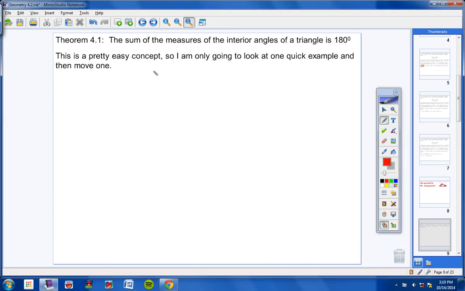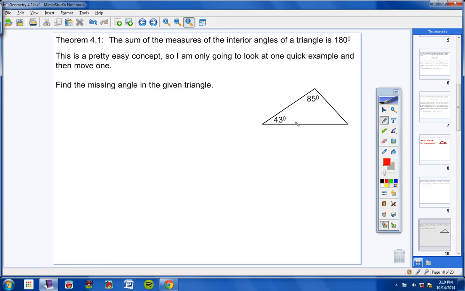Here we go. Okay, this was a pretty easy concept, so I'm only going to look at one example, and then we're going to move on, okay? Please copy this example in your notes. Please copy this down. Draw this triangle. I want you to write angle 43 degrees here, and I want you to write 85 degrees here, okay? I'll give you just a second to do that. Copy that down, please.